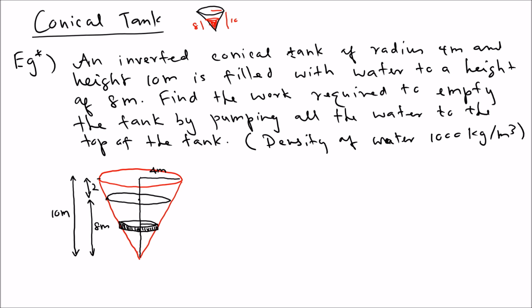So let's try to calculate. We need to calculate a few things. For example, we need to calculate the weight of this slab, and then we can calculate how much work is needed to bring this slab out, because you can think of this one as a tiny cylinder. Okay, so that's how we're going to do it.